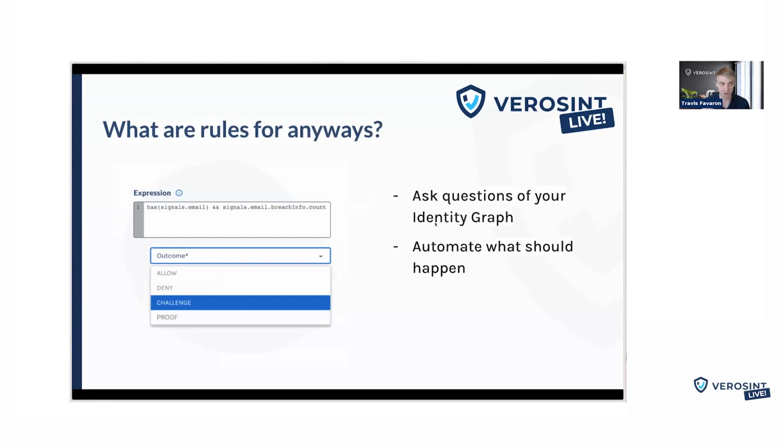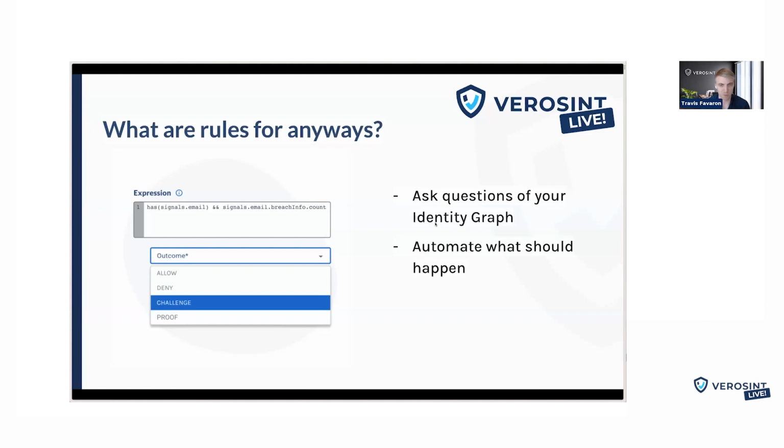So what are rules for anyways? The rules engine is how you ask questions of your identity graph inside of Verosint. So we've talked before, but I'll reiterate in case this is your first time here. You send identity events into Verosint, and we build an identity graph based on those events. These are things that happen to your identity flows, and that then gets enriched with OSINT data, and we make all of that available to you in rules. So you can ask questions of it in real time to figure out what you need to do.